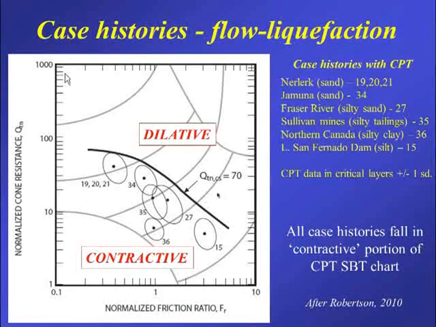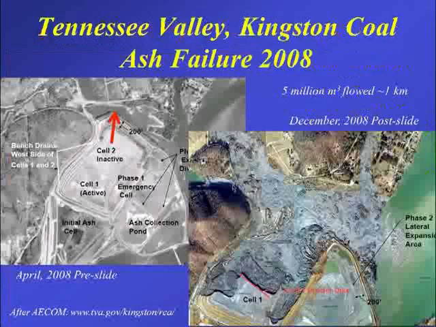And the boundary of 70 is a relatively conservative boundary. It's conservative in the sense that it's capturing the mean plus or minus 1 standard deviation. If you were to just capture the mean values, that number drops down closer to a clean sand equivalent of about 50.